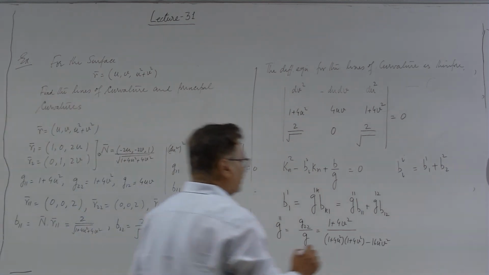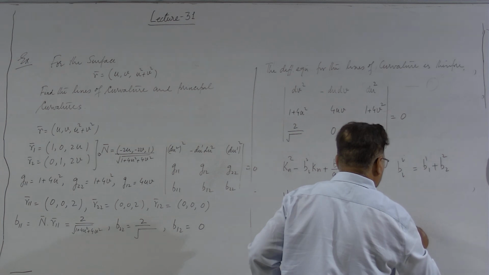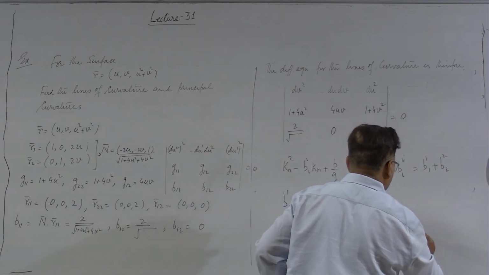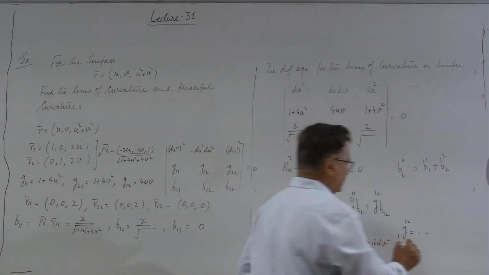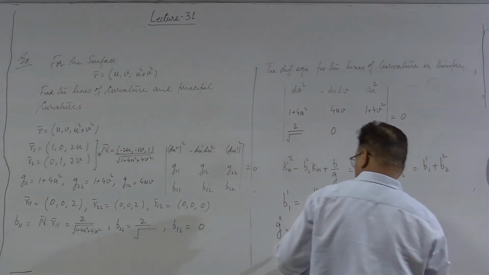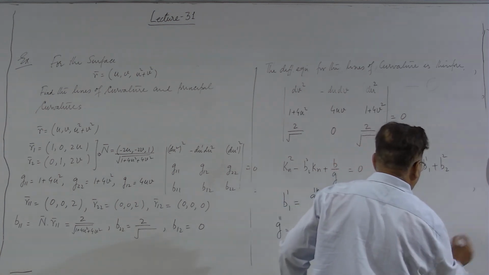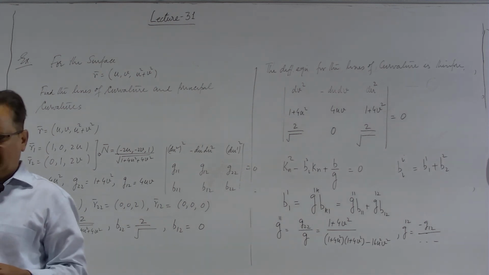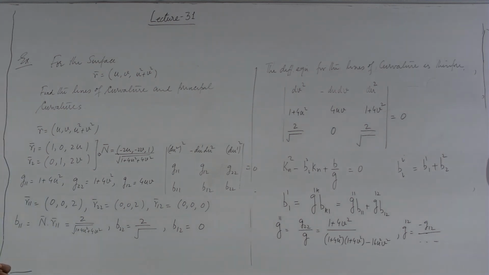Similarly, you can compute G22, G12, all you need is G12, do not compute anything else. So, G12 you can compute. So, this is minus G12 upon the same thing, and this will give you the value of B11. Similarly, you have to compute the value of B22. So, there is a little bit of computation and nothing technical.